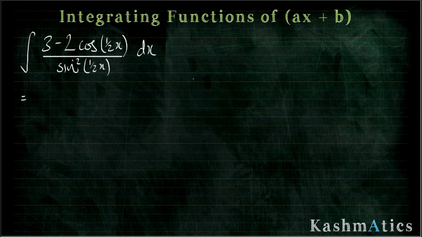Right, so this one here, let's have a look. Now this one does look a bit nasty. So let's see what we've got. We've got (3 minus 2 cos a half x) over sine squared a half x. So half x is the angle in both of those terms, so that makes it nice and easy.